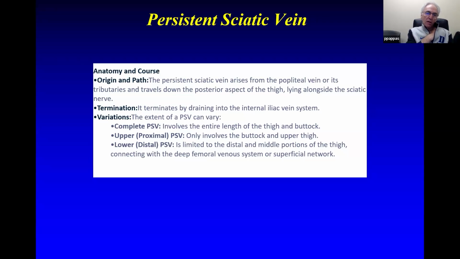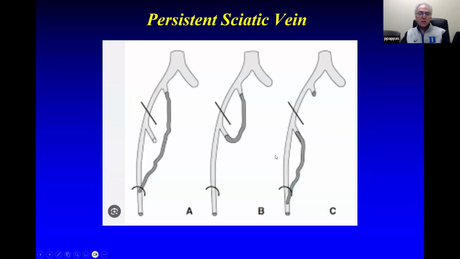You have a complete sciatic vein, which goes from the knee through the posterior thigh, past the inguinal ligament, and into the internal iliac vein in the pelvis. You have an upper portion, which is just in the thigh and internal iliac vein, and then you have a lower portion, which is just the distal and middle portions of the thigh. So this is the variation.